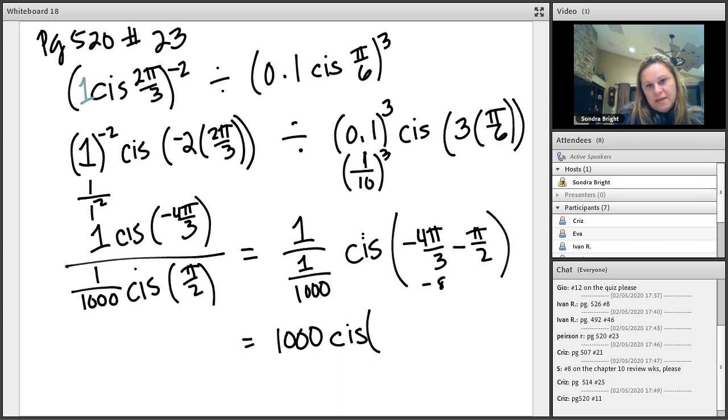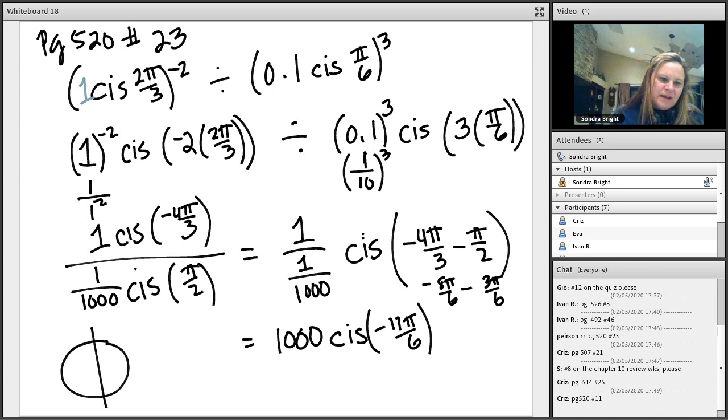Negative 8 pi over 6, because I did 2 over 2, and then 3 over 2, which is a negative 11 pi over 6. I would accept that. Did it say anything about putting it between 0 and 2 pi? It didn't.